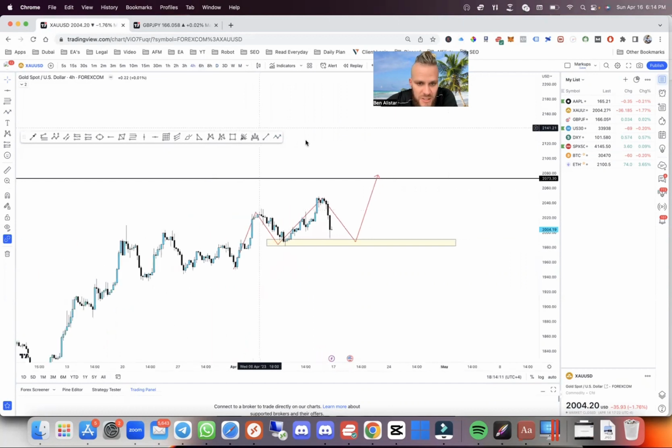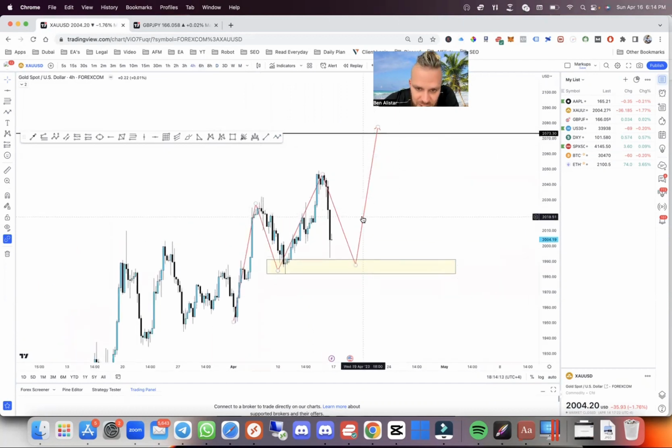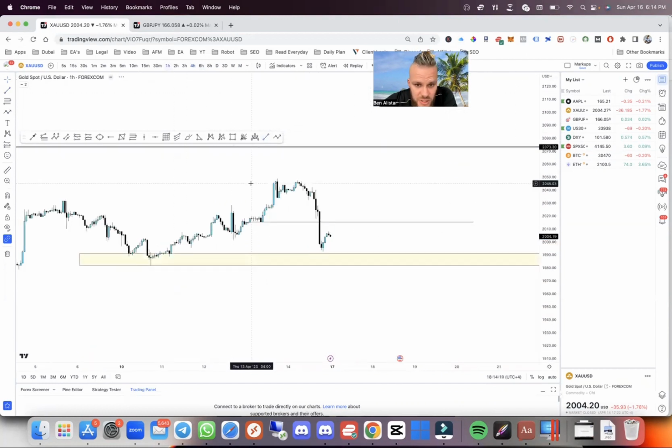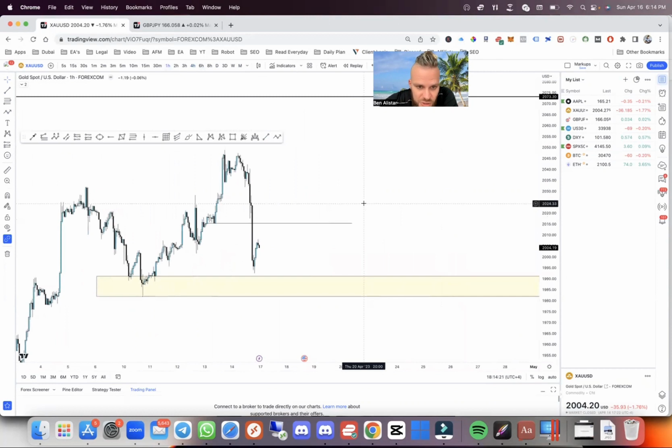So we go down to the 4 hour. 4 hour has turned bearish. We have got a change of character here, breaker structure here. So the 4 hour is bearish. The hourly is also bearish.